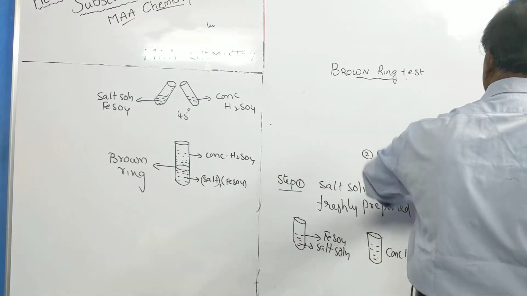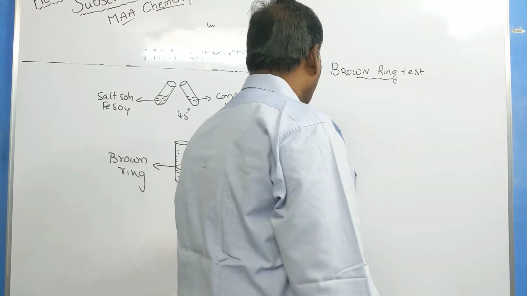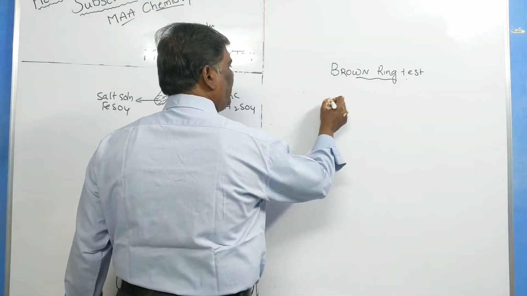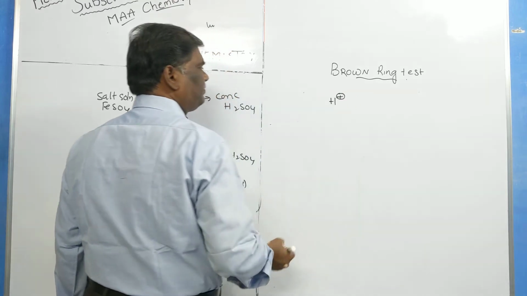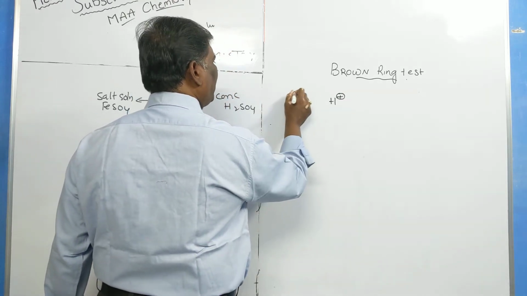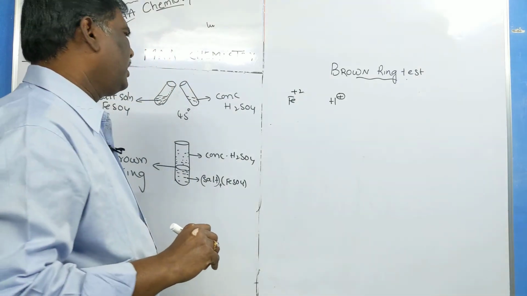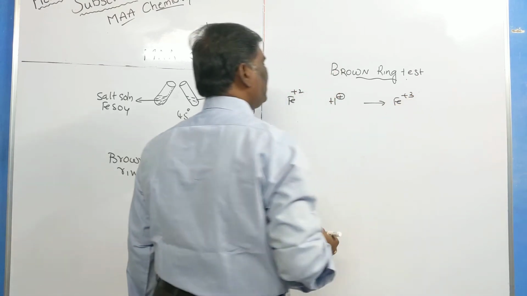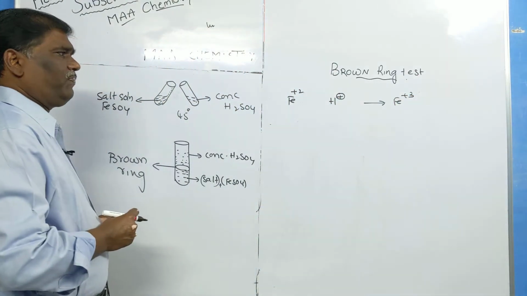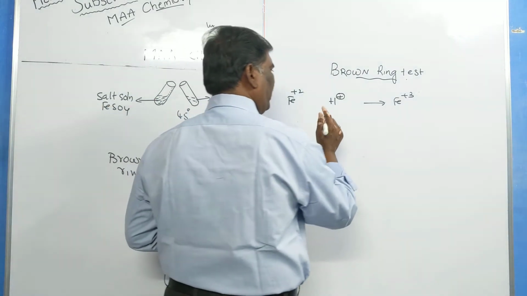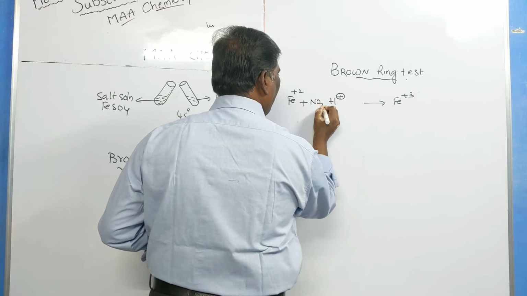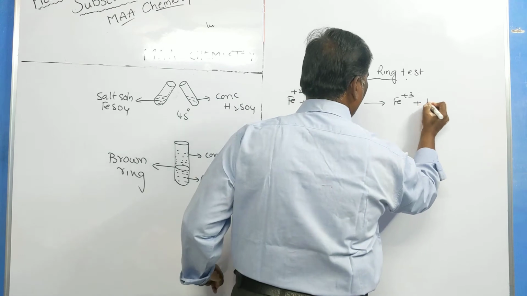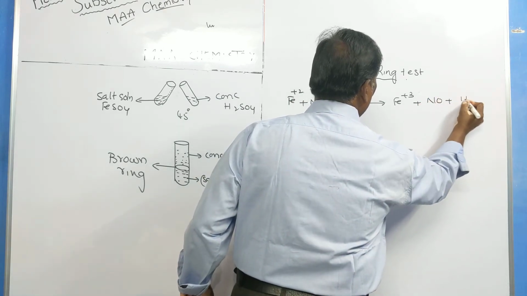Now what is the mechanism taking place? First, in the presence of sulfuric acid, the ferrous ion is oxidized into ferric ion. Ferrous is oxidized into ferric by the nitrate ion. The nitrate ion oxidizes ferrous into ferric, itself being reduced into NO.